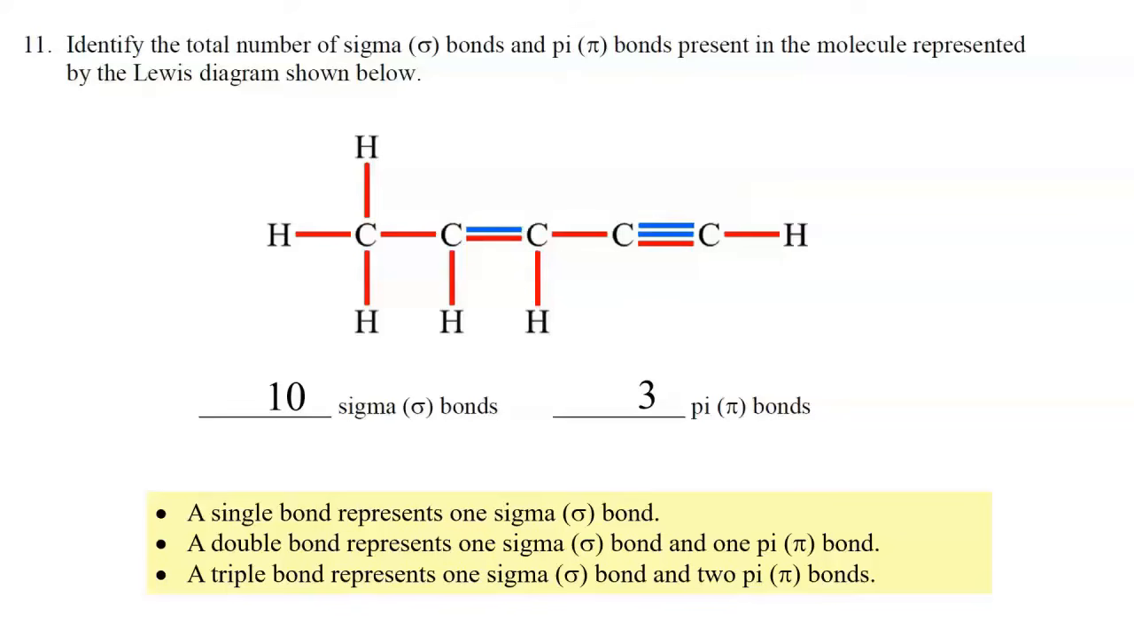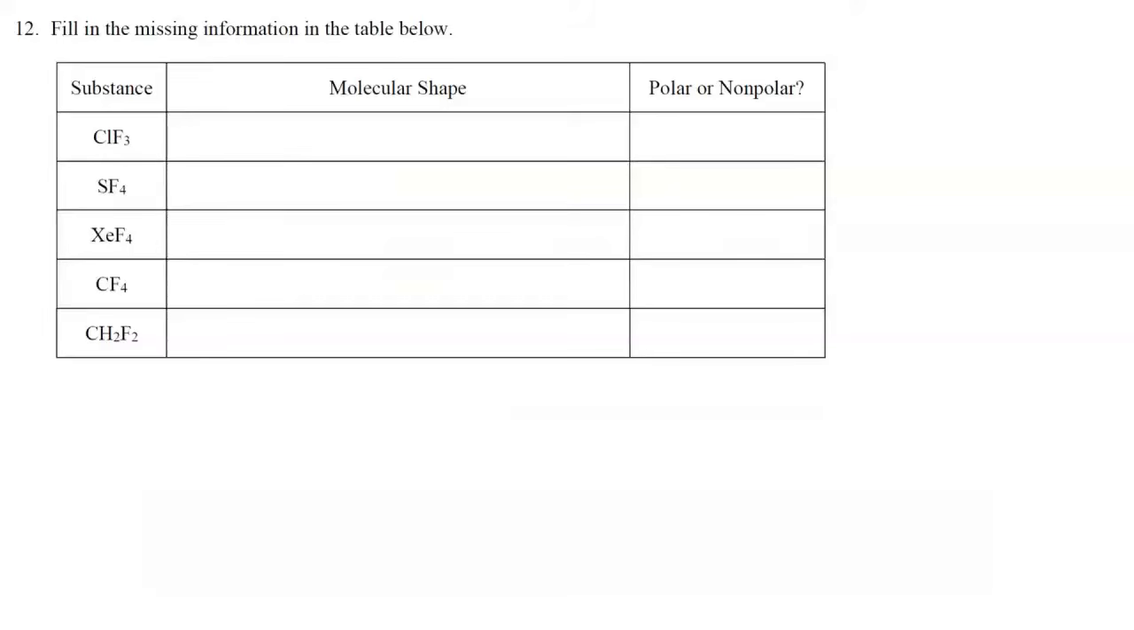All right, let's take a look at question 12. Fill in the missing information in the table below. So we have 5 different molecules. We have to determine the molecular shape and decide if it's polar or nonpolar. Let's start with ClF3. That's 7 valence electrons for chlorine, 7 for fluorine, times 3. That would be 28 valence electrons.